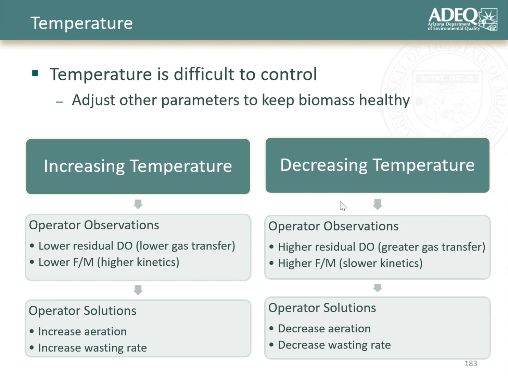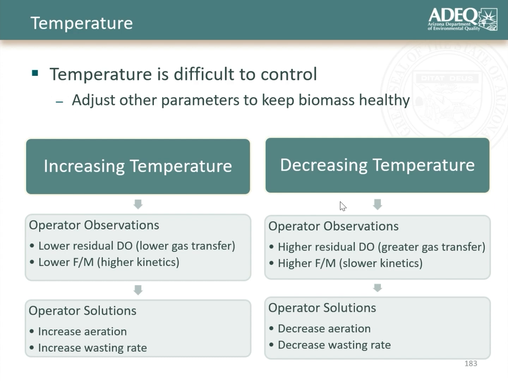So obviously, you cannot control temperature. It is not something where in your wastewater treatment plant you are going to add heat or remove heat from your main wastewater flow. That is not something that can be done. But as an operator, there are certain things that you can do to adjust for it. So with increasing temperatures, some of the things that the operator should see is a lower residual DO, because once again, the gas transfer is less efficient because water cannot hold as much oxygen at higher temperatures. So it's something that you'll observe.